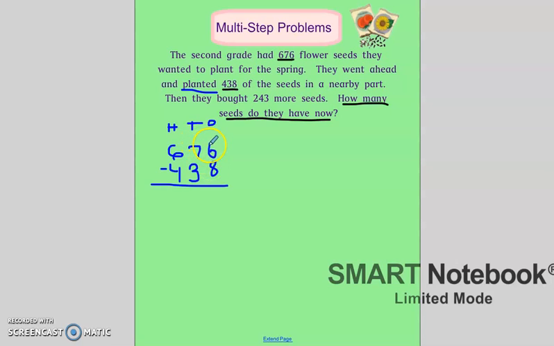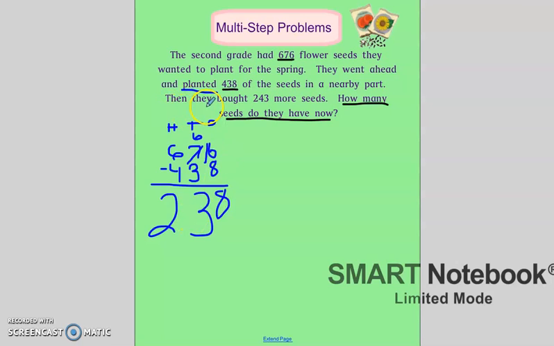So we go next door, get 10 more. This becomes a 6, and that becomes a 16. 16 minus 8 is 8. You got it. Next, we look at our tens place. 6 minus 3 is, if you said 3, you are correct. Now we look at our hundreds place. Very good. 6 minus 4 is, if you said 2, kiss your brains. You got it. But are we done with this problem, my friends? If you said no, you are correct.